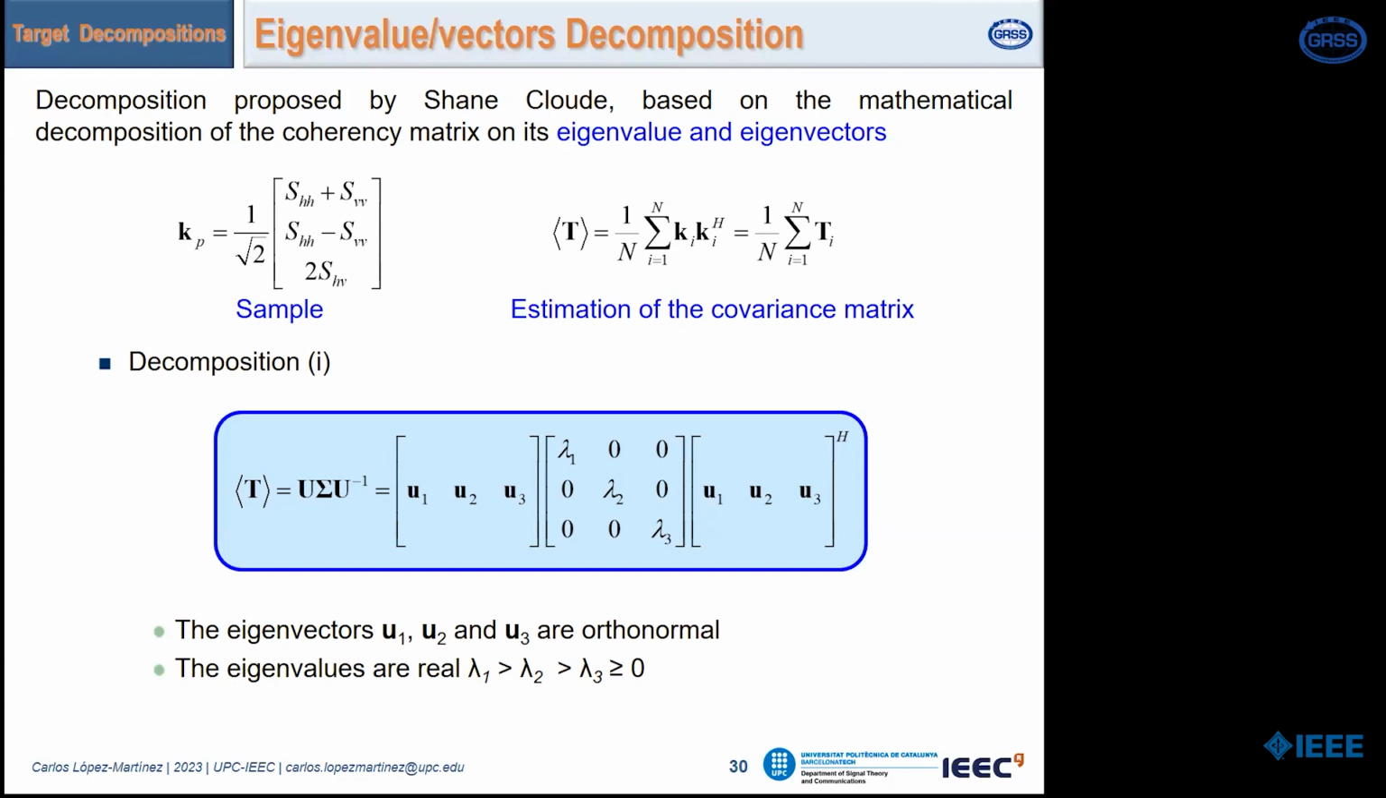Questions? How can we apply these decompositions to dual pole data? Some of them cannot be applied to dual pole. The H alpha decomposition has a reduced version that can be analyzed on dual pole data. There is a conference paper by Cloude where he analyzed this decomposition for dual pole data.